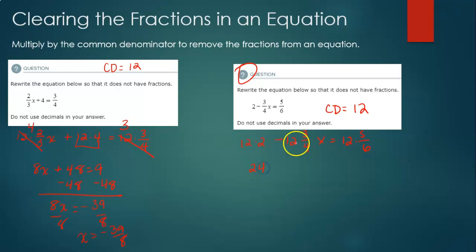12 times 2 is 24, but here we have things to cancel. 12 divided by 4 is 3. Negative 3 times 3 is negative 9 with the x. 12 divided by 6 is 2, and 2 times 5 is 10.